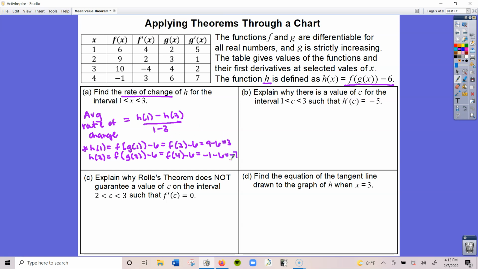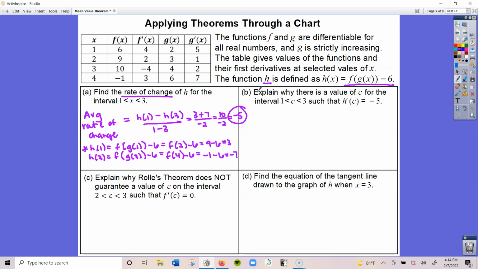So now I can plug in these values. H of 1 is 3 minus negative 7, so it would be plus 7, over 1 minus 3, which is negative 2. This will give me 10 divided by negative 2, which is equal to negative 5. So this is my average rate of change.